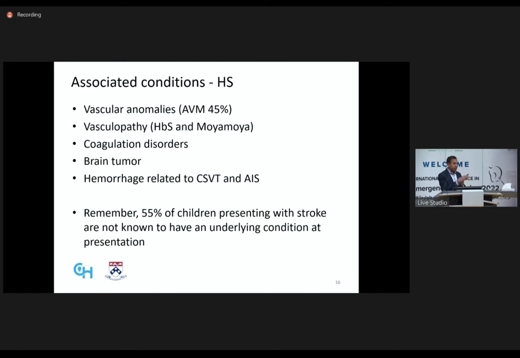With AVM, often there might be a recurrence of the event as well if it is not identified. So especially in children with a hemorrhagic stroke, a full workup is essential so that you can find the underlying cause, because you can prevent recurrence, you can prevent further damage. Various kinds of coagulation disorders.